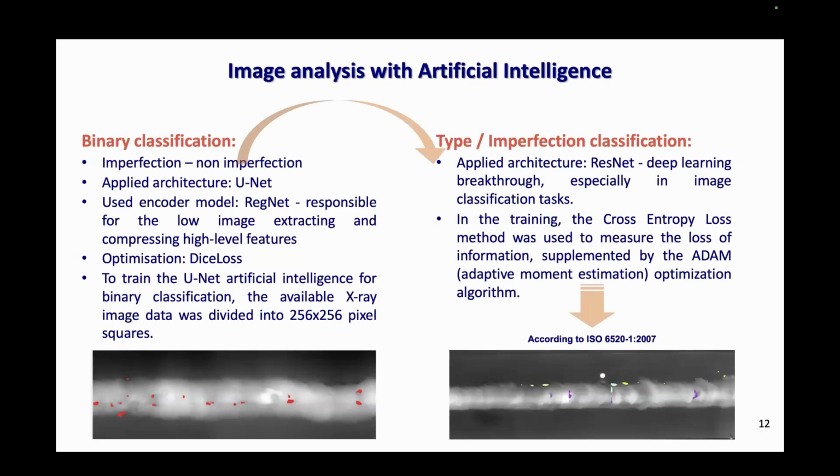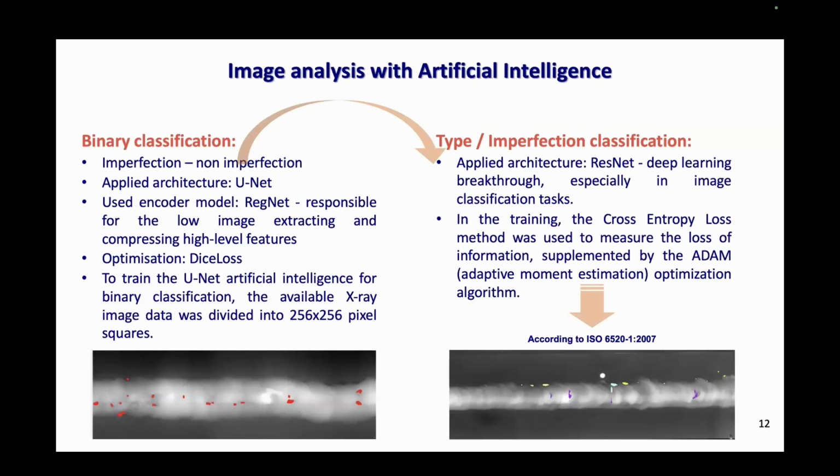But what I did first is a binary classification. We have to find the imperfections on radiograph film, X-ray film, and after that we have to define the spots, which are the imperfections, and after that we have to classify what we found.